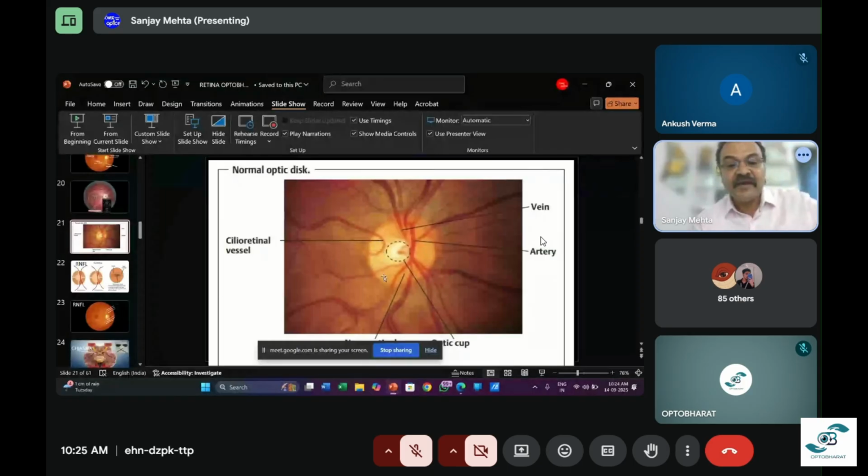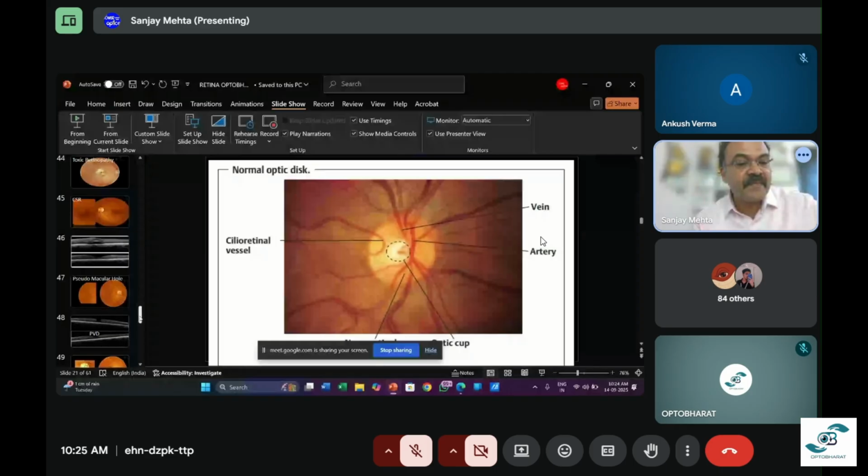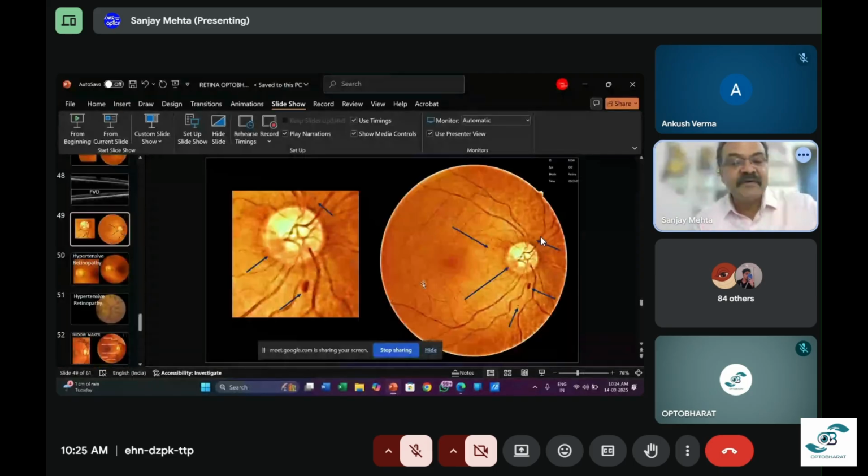It will look like something like this. Actually, it will be the whole disc pink, and a patch of it will be slightly dull in color like this. Just check the uniformity of the color here, and if you see a dullness here, that means pallor is there. That is called pallor.